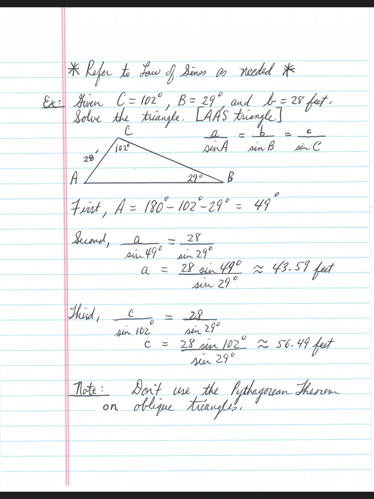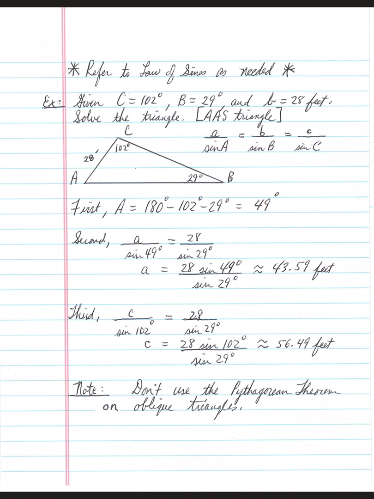When you go around this triangle, you have an angle and a side given. So that's why I put AAS triangle here. If you know two angles of a triangle, you can always get the third angle by subtracting the two that you know from 180 degrees. Since we are given two angles, we can get angle A by taking 180 degrees and subtracting the two angles that we know. That gives us 49 degrees.